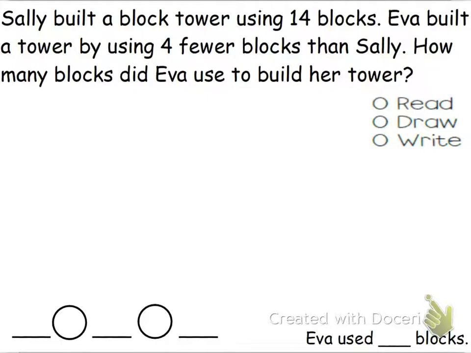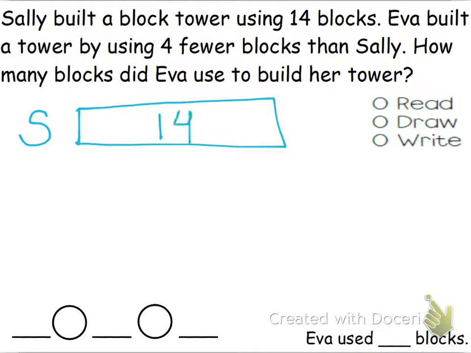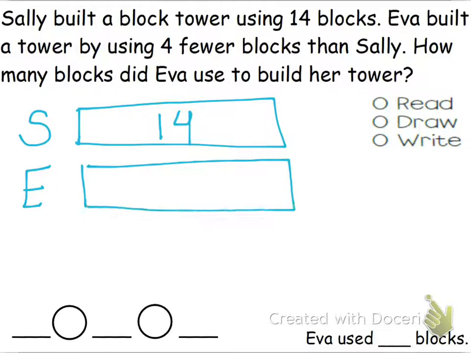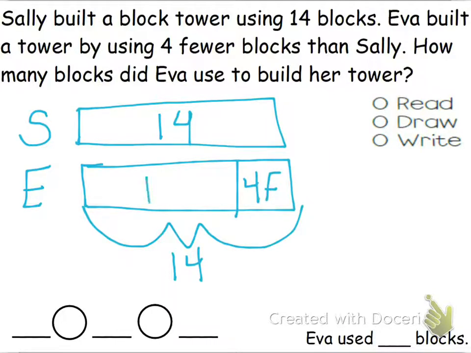So let's chunk it. Sally built a block tower using 14 blocks. So if you draw an S for Sally, draw my tape diagram. This is the 14 blocks that she used. Now, Eva built a tower using 4 fewer blocks than Sally. So we know that Eva built one, we're just going to copycat Sally. So we know it's 4 fewer than Sally. So this is the 14. This is going to be the 4 fewer than Sally. We have to figure out how many is this.